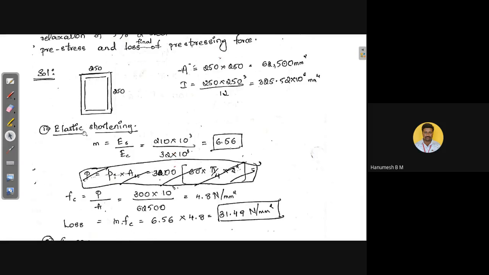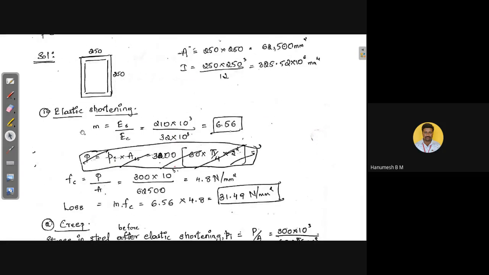Now, the first loss we have to concentrate on is the elastic shortening. Elastic shortening loss is equal to modular ratio multiplied by stress in concrete at the level of steel. Modular ratio is equal to Young's modulus of steel divided by Young's modulus of the concrete, which is equal to 210 into 10³ divided by 32 into 10³, is equal to 6.56. So the modular ratio for this problem is 6.56.